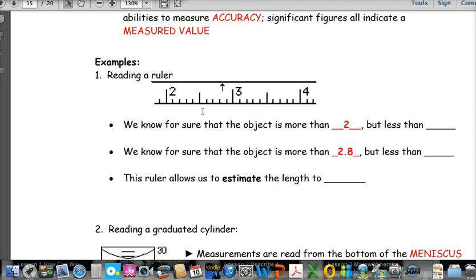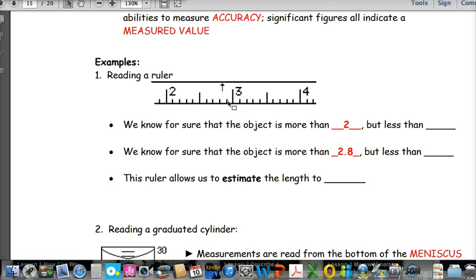So let's take a look, for example, at the ruler. Now notice the arrow is right here. We know for sure that the object is more than 2, we'll assume these are centimeters, but less than 3. So let's take it a step further. We know for sure that the object is more than 2.8. Where do they get 2.8 from? Well, this is 2.1, 2.2, 2.3, 2.4, 2.5, 2.6, 2.7, 2.8. So you know it's a little bit more than 2.8, but it's less than 2.9.